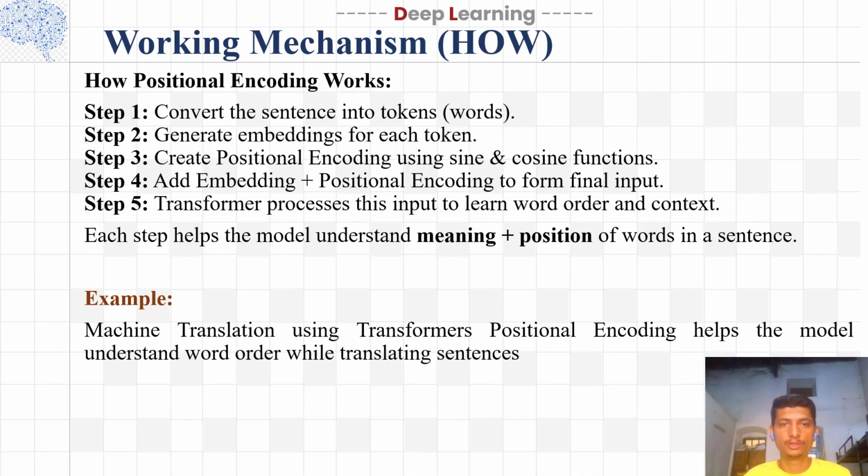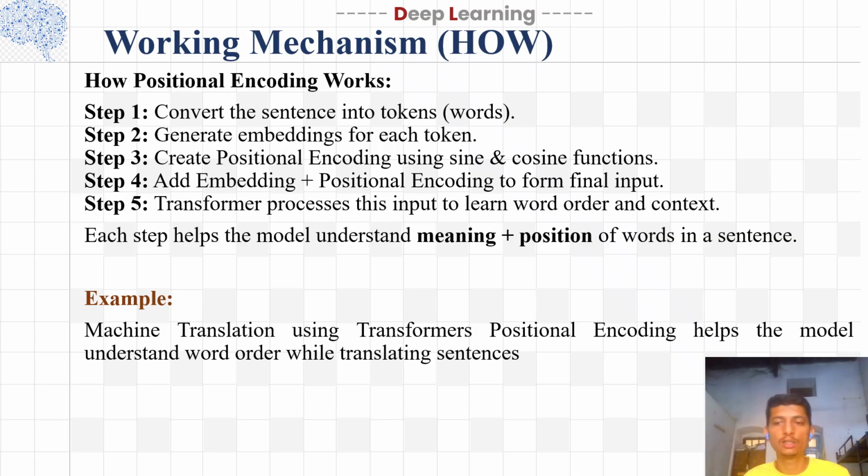So let's see how positional encoding works. There are 5 steps in how positional encoding works. The first step is converting the sentence into tokens, and second is generating an embedding for each token. Next is creating positional encoding using sine and cosine functions. There are formulas for the sine and cosine functions. Fourth is adding the embedding to the positional encoding to form the final input. And the last one is the transformer processes this input to learn word order and context.